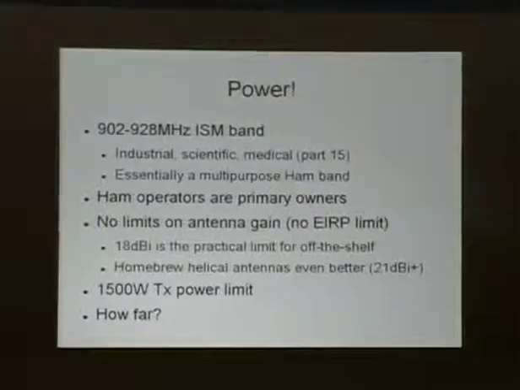So let's amp it up. Let's see what the logical conclusion is for this. We're operating in the 902 to 928 megahertz ISM band. This is industrial, scientific, medical. This is primarily a ham radio band. Ham radio operators are the primary owners of it.